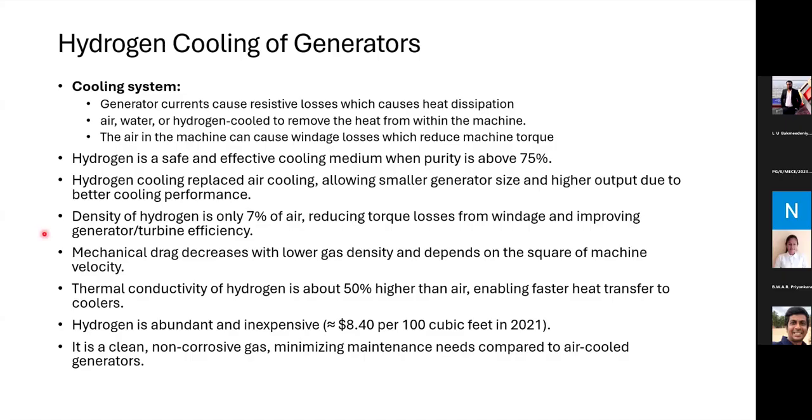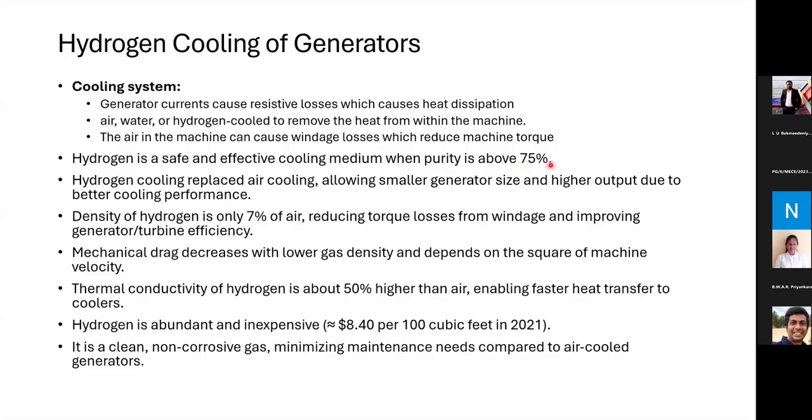So we need, due to the resistive losses, which can cause heat dissipation, air, water, or hydrogen cooled to remove heat from the machine, and the air in the machine can cause windage losses, which reduce machine torque. So we'll see why hydrogen is an effective method. It's a safe and effective cooling medium when purity is above 75%.